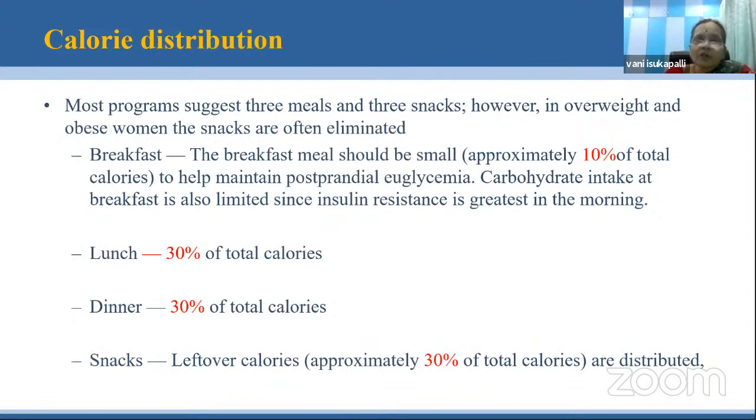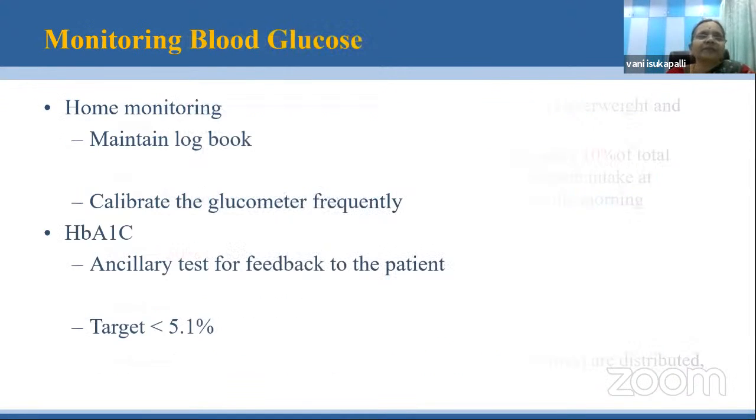And the calorie distribution also, 30% of the total calories in the lunch, 30% in the dinner, and the rest 30% in the form of snacks. But observe one thing, that breakfast should be having only 10%. So why this? Because carbohydrate intake in the breakfast should be limited, because insulin resistance is greatest in the morning hours. So for that reason, we always advise the woman that she should have only limited breakfast amounting only to 10% of the total calorie intake on that particular day.